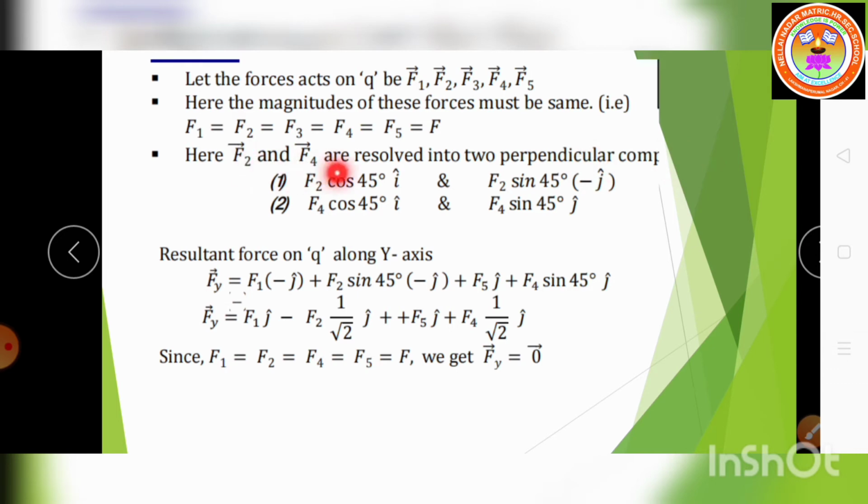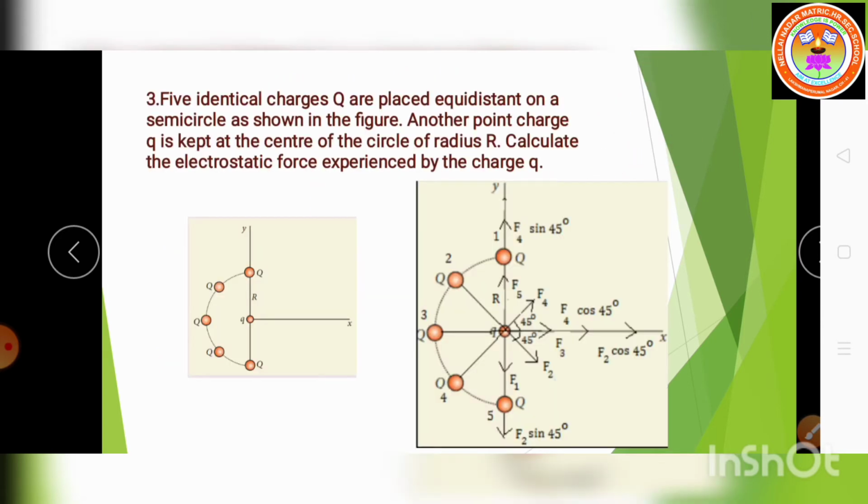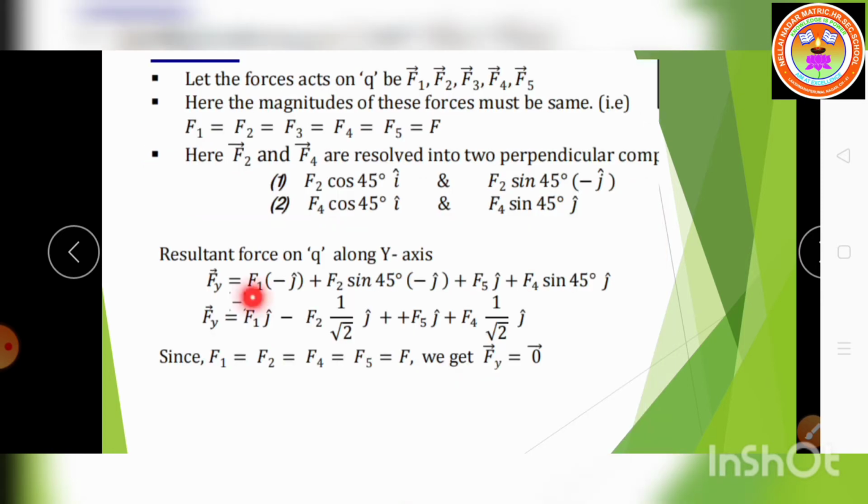The F2 and F4 are acting in different directions, so they are resolved into two perpendicular components. Now we are going to calculate the resultant along the y direction. Along the y direction, if you see, from the charge q, F5 is upward, F4 sin 45 degree is also in the upward direction. That is positive, sorry, j cap. Now here the downward, listen, F1 and F2 sin 45 degree are in the downward direction. So we can write here, the downward is taken as minus j cap.